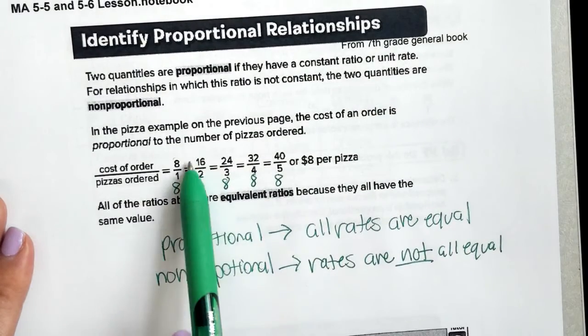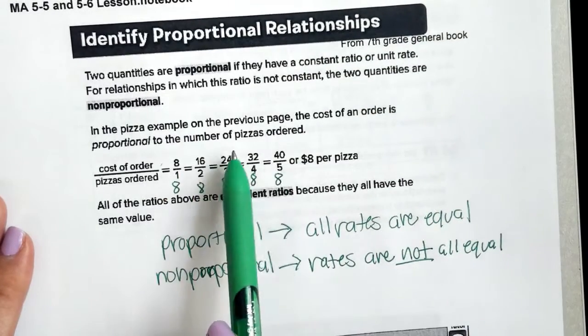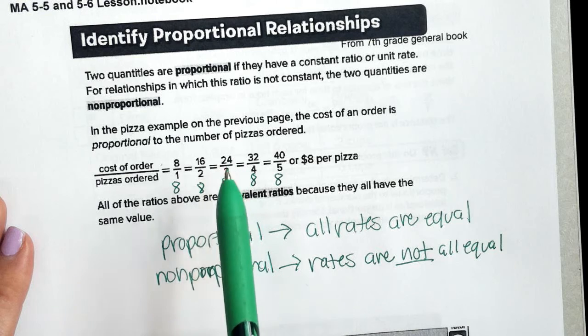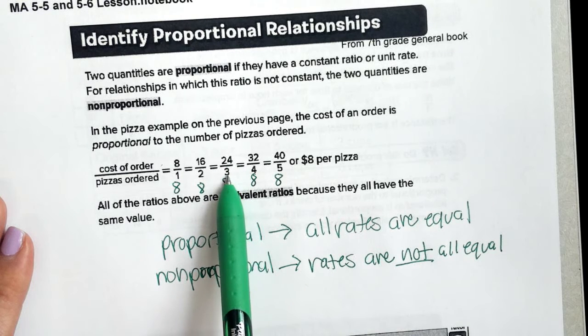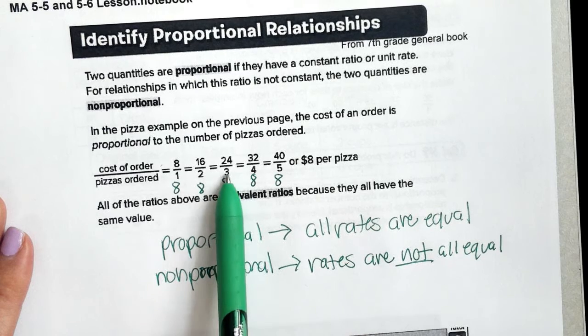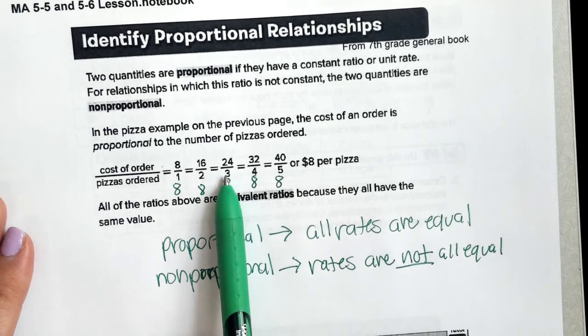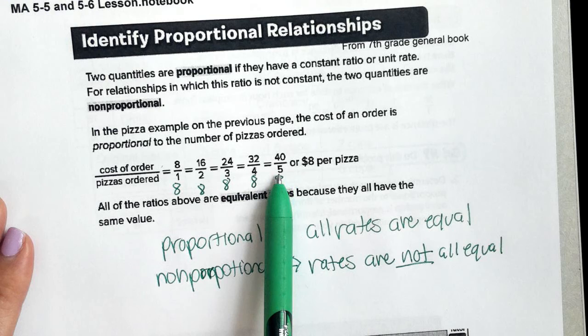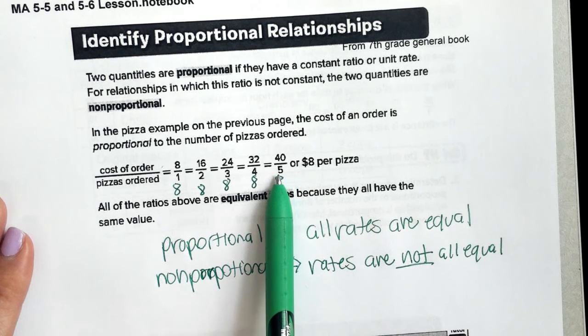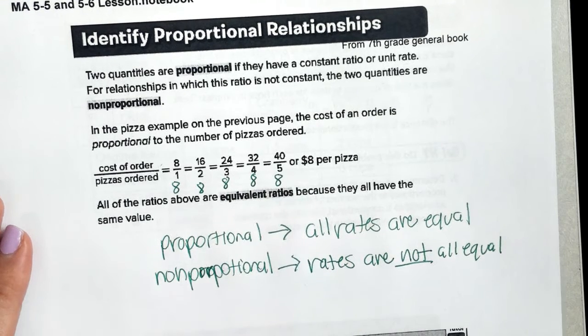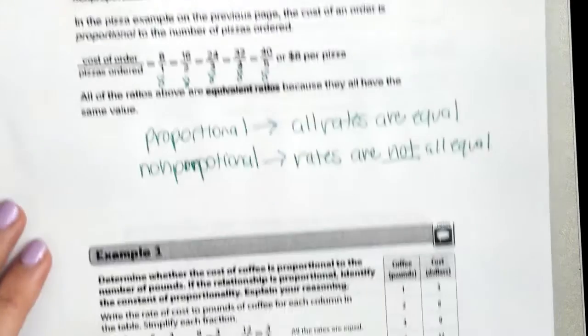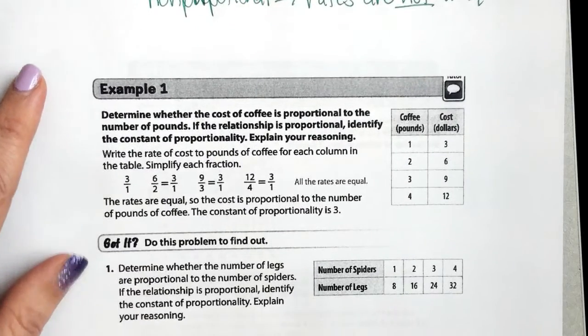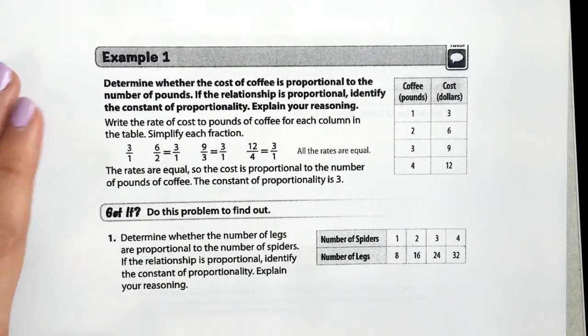So in all of the scenarios here, the price with the number of pizzas, it was always $8 for each pizza. Here it was just that they got 3, so it was 8 plus 8 plus 8. Here they got 5, so it was 8 plus 8 plus 8 plus 8 plus 8, or 5 eights to get to 40. Okay?